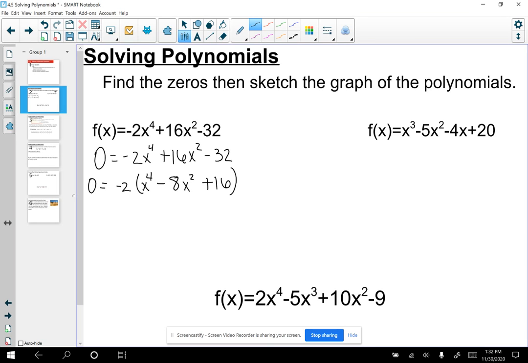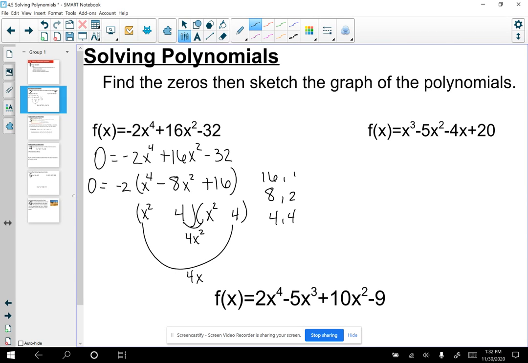So now I look, how can I factor this right here? Well, I have x to the 4th, so I know that can be split up as x squared and x squared. And now I look at 16. What are my factors of 16? Well, I have 16 and 1, 8 and 2, and 4 and 4. And then I look, which of those are going to add or subtract to get me to 8? Well, 4 and 4 is pretty hopeful, right? So I'm going to go ahead and use 4 and 4. And I get 4x squared and 4x squared. Now, what do I need to do with those to get to -8x squared? They both need to be negative.